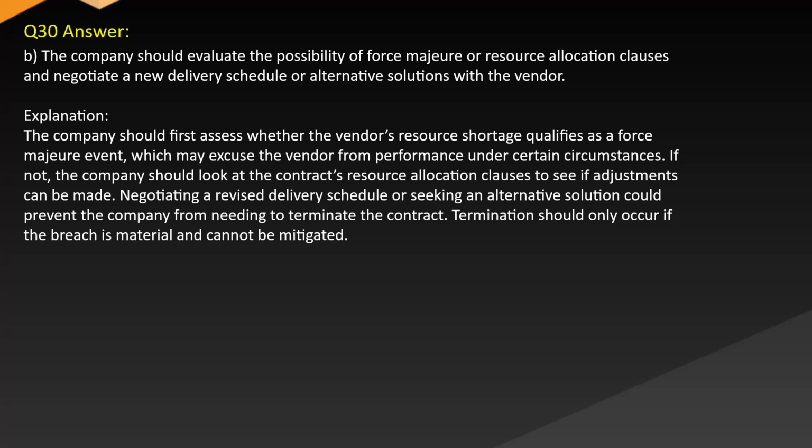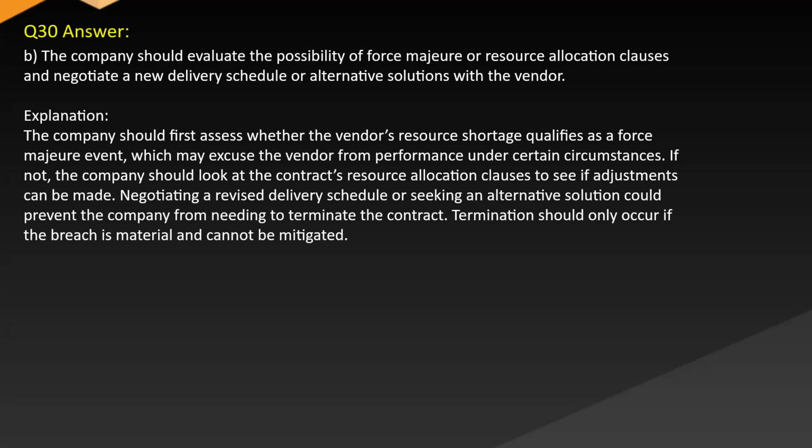Answer. B. The company should evaluate the possibility of force majeure or resource allocation clauses and negotiate a new delivery schedule or alternative solutions with the vendor. Explanation. The company should first assess whether the vendor's resource shortage qualifies as a force majeure event, which may excuse the vendor from performance under certain circumstances.